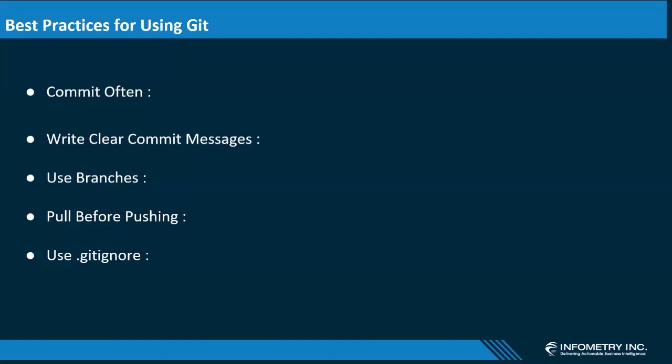Use branches. So why is it important? Working directly on the main or the master branch can lead to messy or unstable code. Branches allow you to work on new features, fixes or experiments without affecting the main project. The best practice is to create a new branch for each task or feature you are working on. This keeps your main branch clean and stable, and it also makes it easier to collaborate.